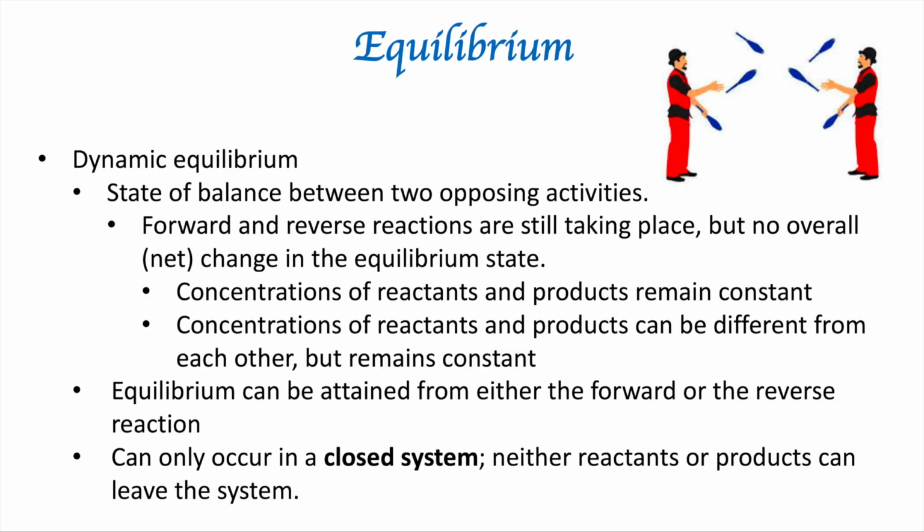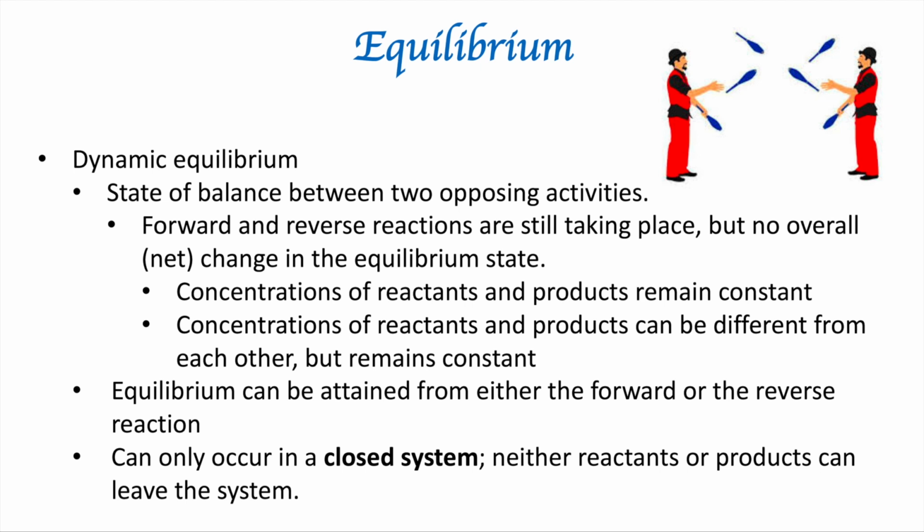Now, there's what's referred to as a dynamic equilibrium. It's a state of balance between two opposing activities. The forward and reverse reactions are still taking place, but there is no overall net change in the equilibrium state. Again, if you remember with the video of dumping water between the two containers, every time I was taking some of the water and dumping it into the product, at the same time my son was taking the stuff from the product and dumping it into the reactant container. And it would always reach a state of equilibrium. So even though there's a movement of material, it's dynamic. The net change always remains the same.